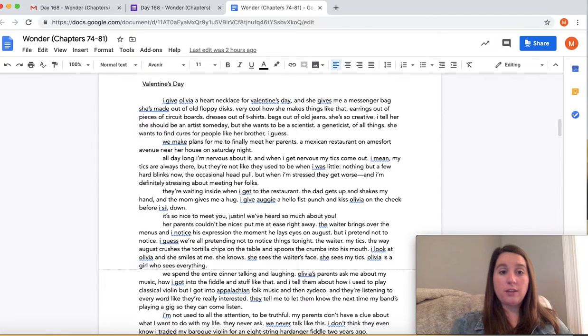She's so creative. I tell her she should be an artist someday, but she wants to be a scientist, a geneticist, of all things. She wants to find cures for people like her brother, I guess. We make plans for me to finally meet her parents, a Mexican restaurant on Amsforest Avenue near her house on Saturday night. All day long, I'm nervous about it.